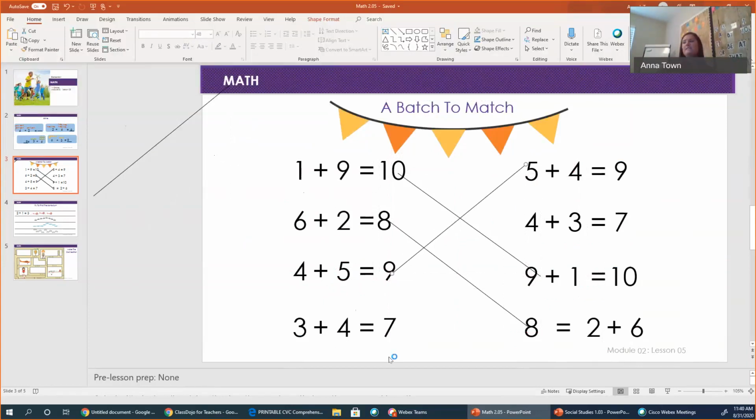Okay, let's take a look at our last equation. 3 plus 4 equals 7. Which of these equations is the match for this one?